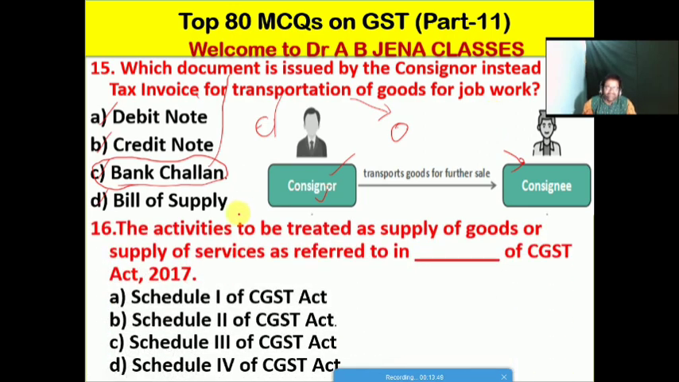So next one हम देखेंगे, the activities to be treated as supply of goods or supply of services as referred to in which schedule of CGST Act. A it's Schedule 1 of CGST Act, B it's Schedule 2 of CGST Act, C it's the Schedule 3 of CGST Act, D it's the Schedule 4 of CGST Act. So friends, so B is the right option for this MCQ. The activities to be treated as supply of goods or supply of services as referred to in the Schedule 2 of CGST Act. So B is the right option for this MCQ.